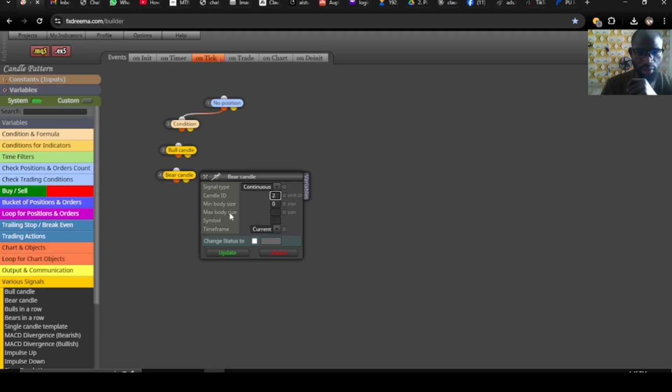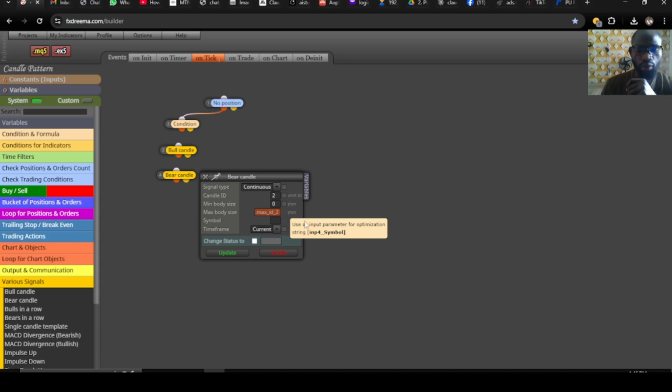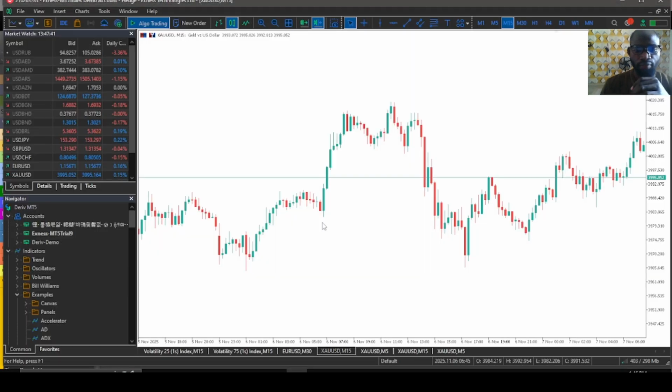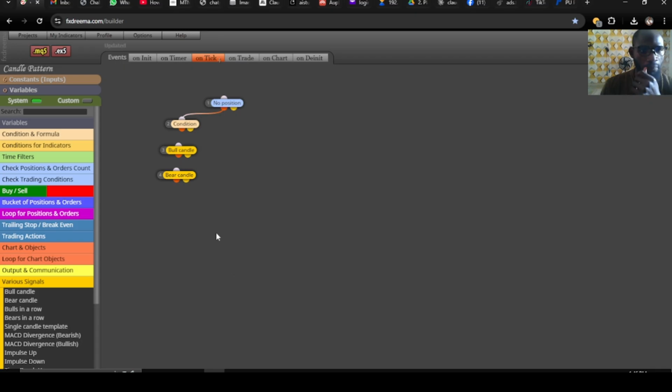Then we're going to change this candle max body to this, which is 300 points. So what we are trying to say here is that this bearish candle should not exceed 300 points. So that's what we did right there. So let's update. Then we link them together.